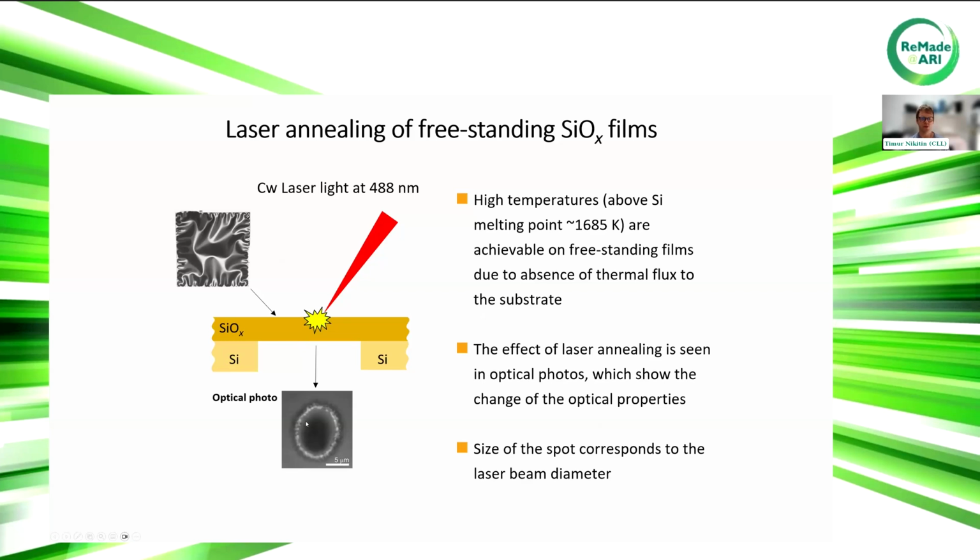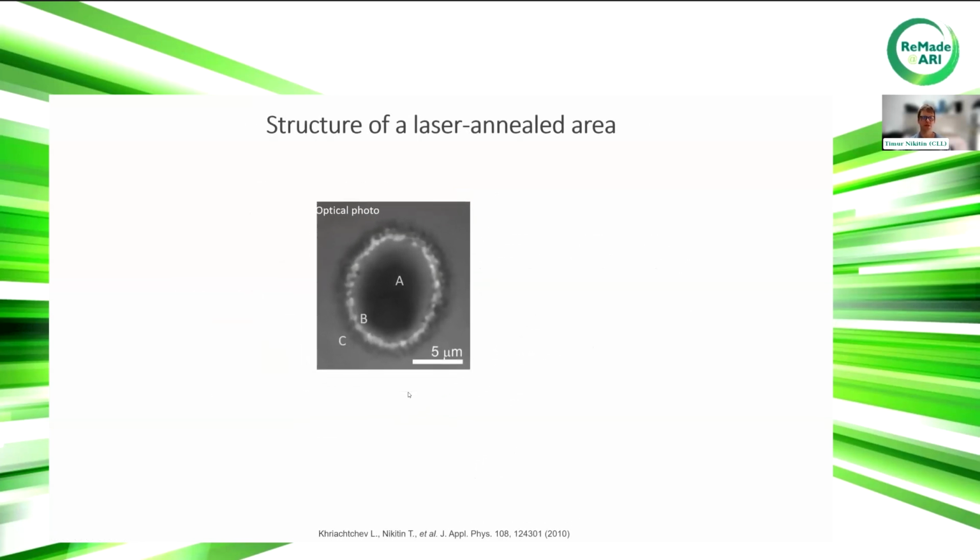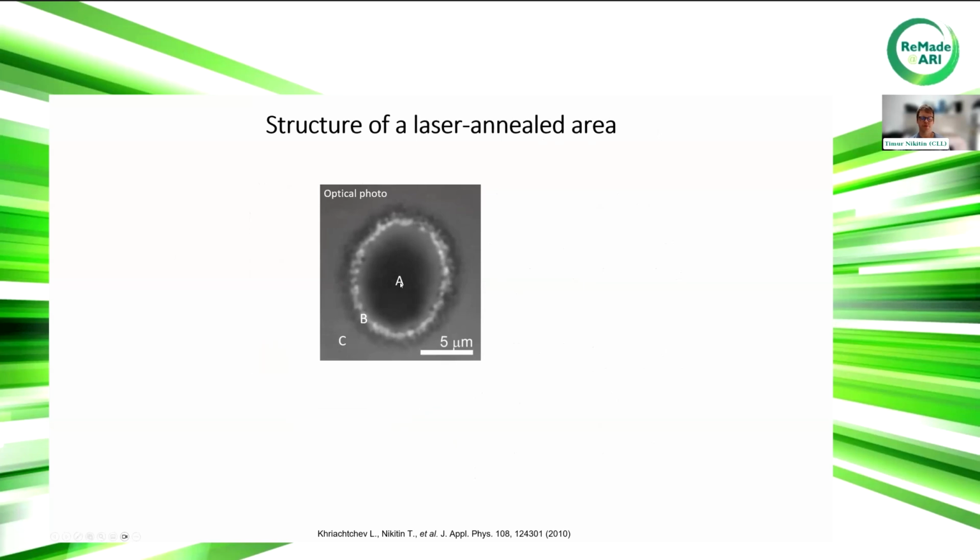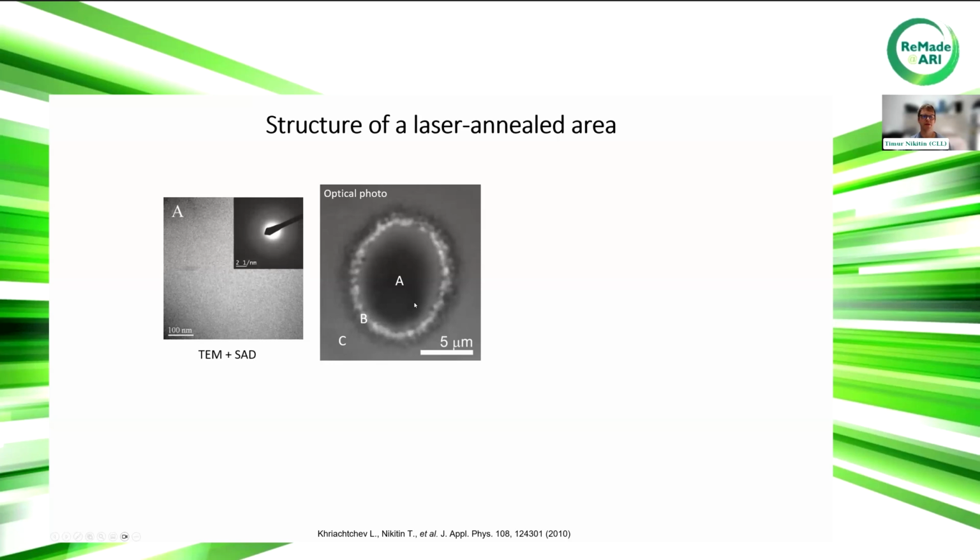What we observed was some sort of ring. It was formed due to the very high temperatures in the film. The highest temperature was in the middle, and the size of the spot corresponds more or less to the size of the laser beam. Then we studied this area in more detail. There are three specific areas that we can see here, and this is the center.